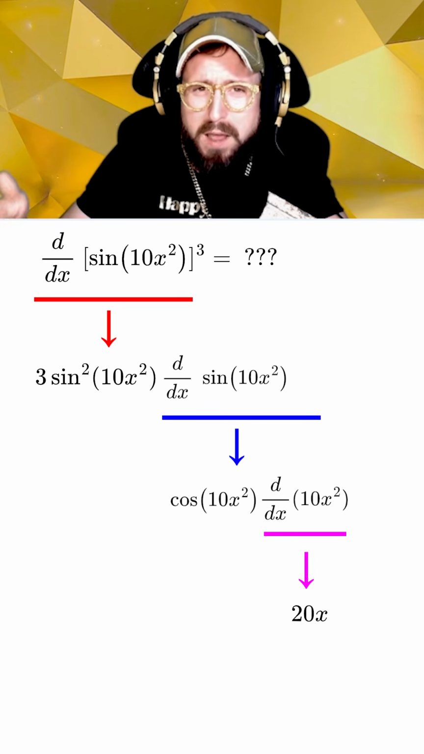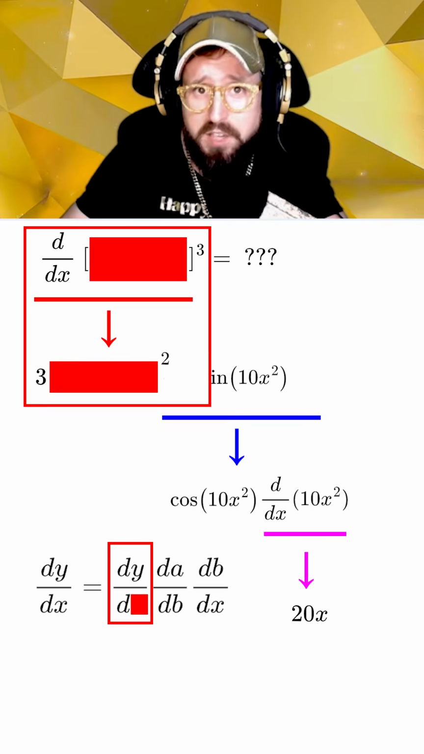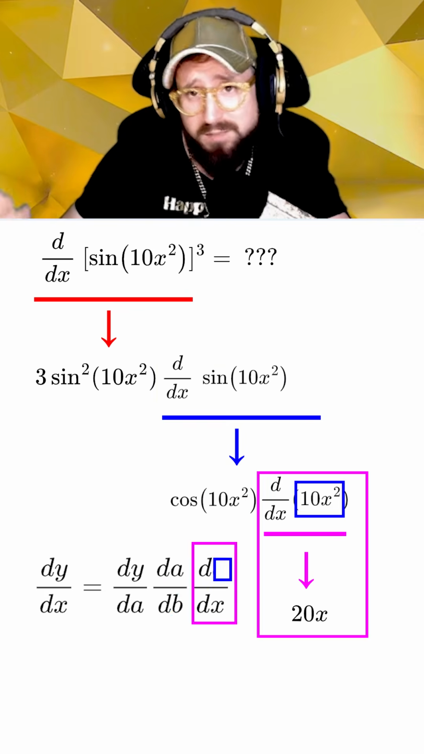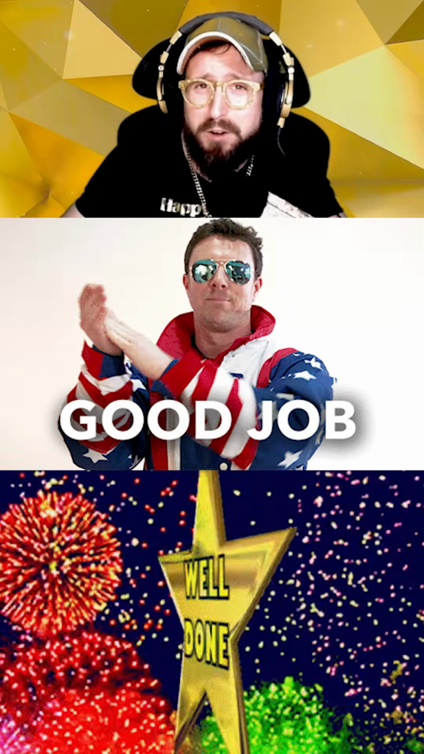Also note how using these nested boxes is the same as using the formal chain rule definition. In this case, you just have to add another level to the chain. But in the end, it all still cancels out to dy over dx. And there you have it. That's how to use the chain rule in calculus.